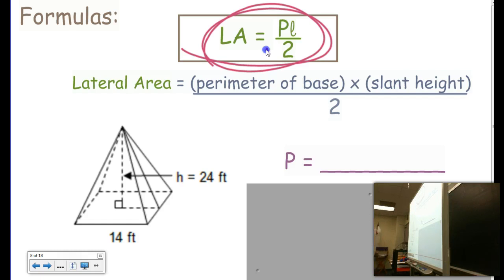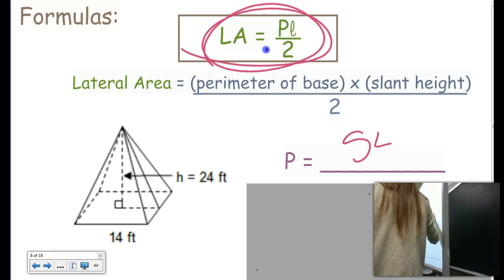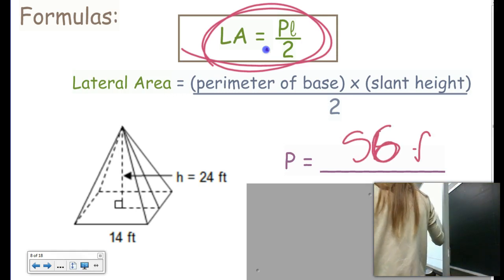Shelby, what does P stand for? Perimeter of the base. What is it for this shape? Go ahead and put it in your calculator. 14 times 4. Are we okay with that? Every side is 14. There's 4 sides. 56 feet.